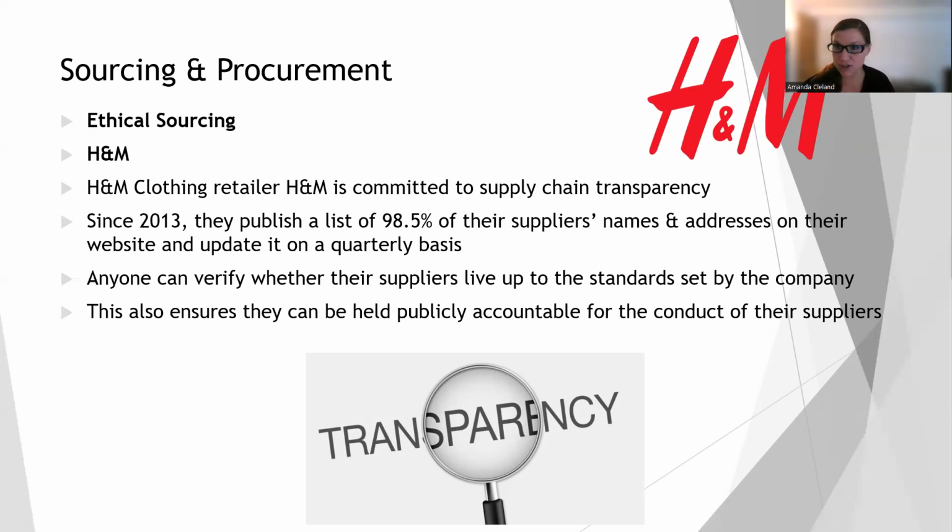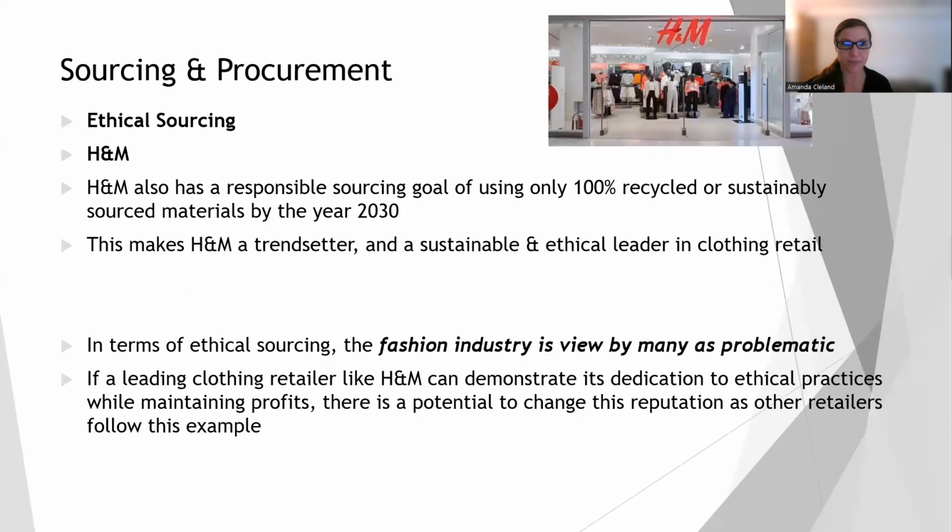And this also ensures that they can be held publicly accountable for the conduct of their suppliers. If one of these suppliers is found to be using child labor, it's all out there and they have to be held accountable. H&M also has a responsible sourcing goal of only using 100% recycled or sustainably sourced materials by the year 2030. And really, again, this makes H&M a trendsetter and a sustainable and ethical leader in clothing retail.